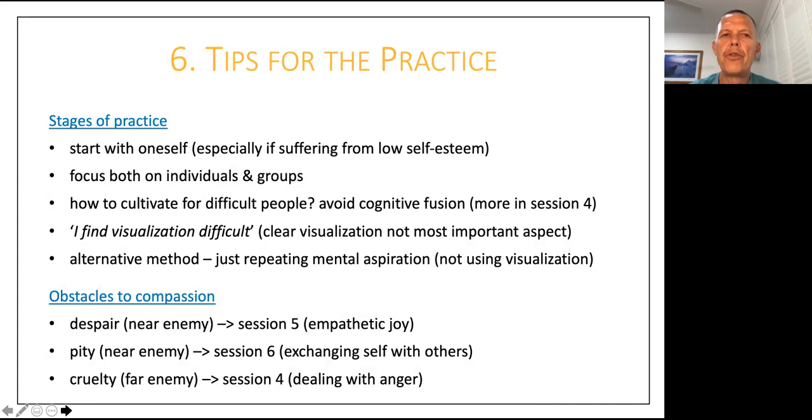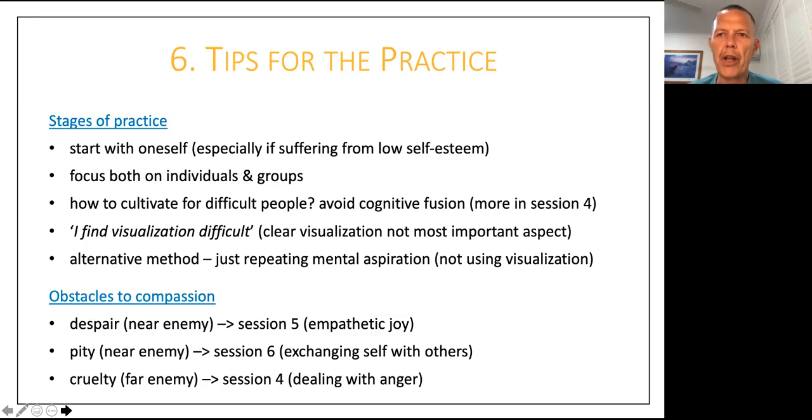So as with loving kindness, a few tips for the practice here. Similarly, it's helpful for the compassion practice to start with ourselves, particularly if we're suffering from any low self-esteem, to really cultivate that compassion for ourselves first as a basis for others. And again, with compassion, as with loving kindness, we can focus on individuals. And once we get familiar with the practice more, we can expand out and focus on groups as a whole as well. And then how do we cultivate it for difficult people? Because again, it often seems like they don't deserve our compassion because they're just such a bad person. And so the answer comes in the next session when we look at this idea of cognitive fusion.